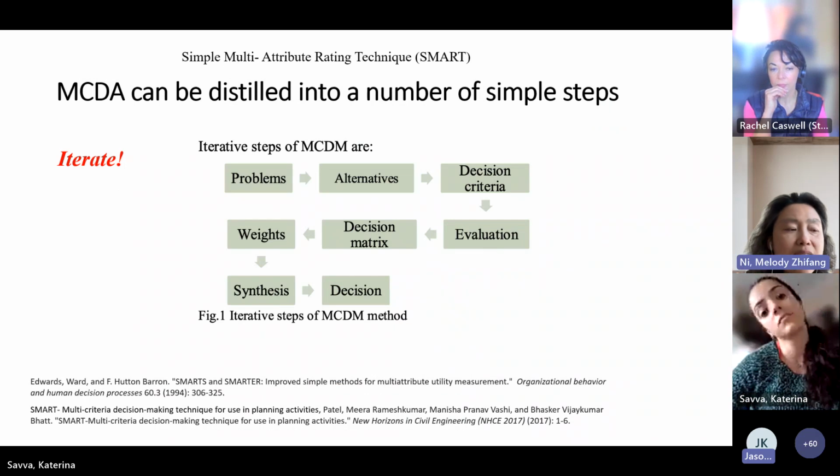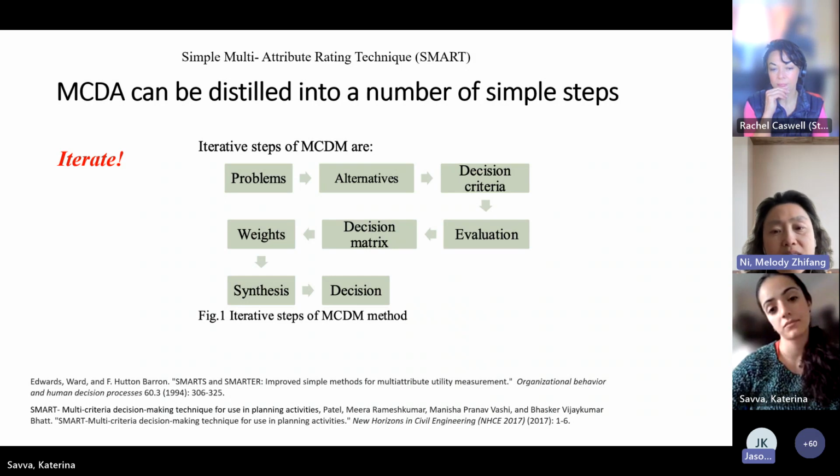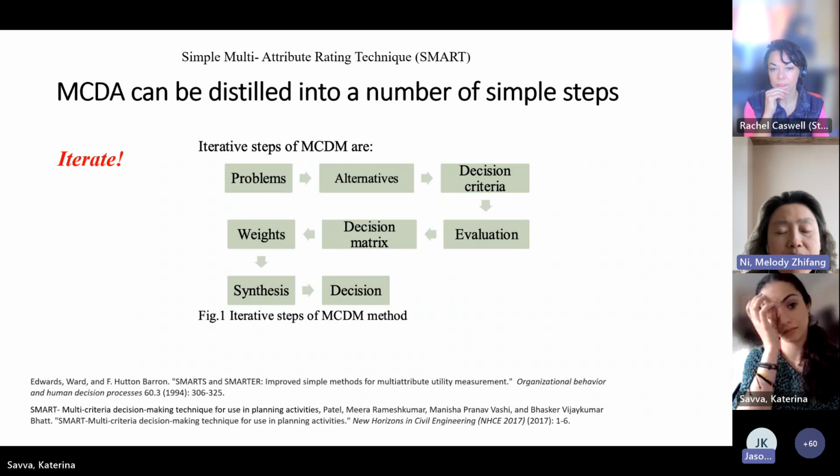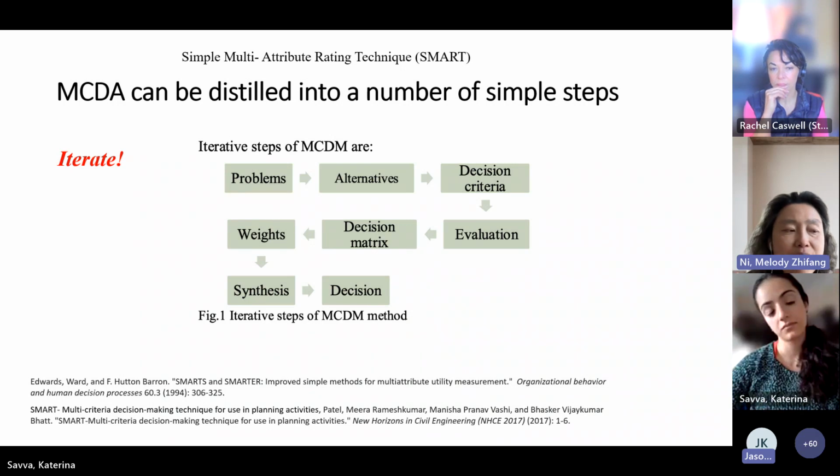So the MCDA, there are many different forms of it. And today, I'm just going to introduce you to a quite simple one called the SMART process. Simple mainly in terms of how the numbers can be aggregated in a very simple way. So the steps include defining the problem, which we call problem structuring.